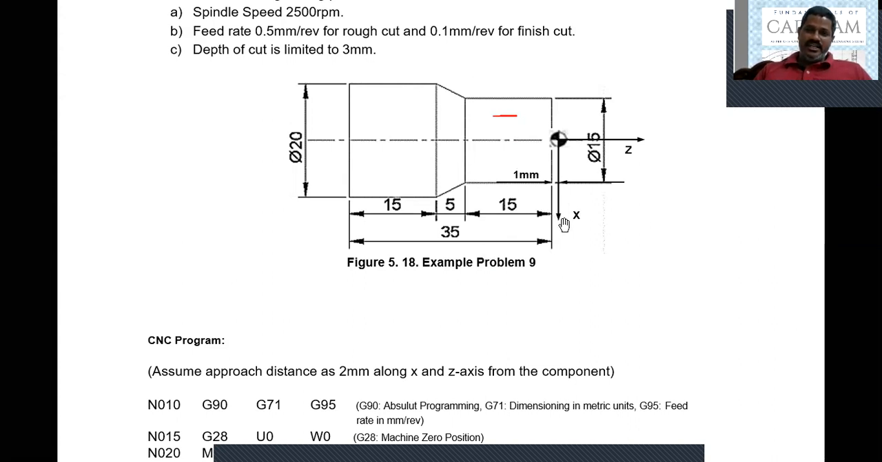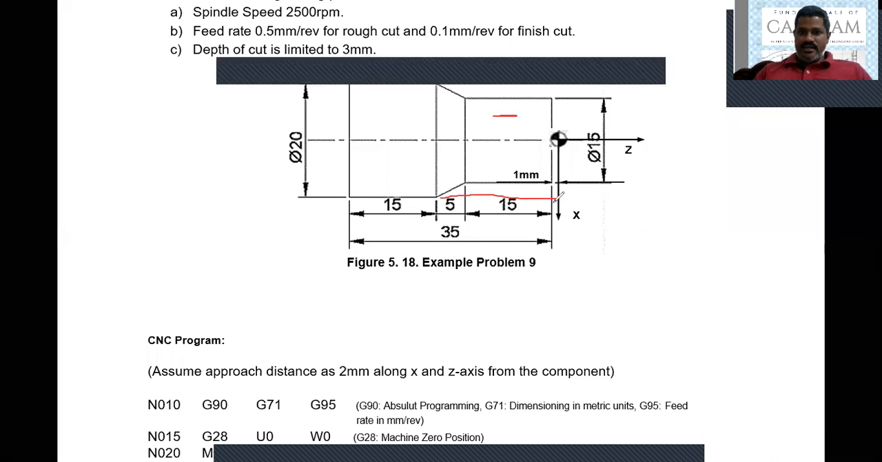So initially my tool is at this location, 22 millimeters. Then I am moving towards negative Z axis by 1 mm. So my tool will lie at this location now. This is the actual diameter. This is the 2 mm approach distance. Then 1 mm. This is X0, Z0. Now at this line, the Z value is 0. Now I am moving Z minus 1.